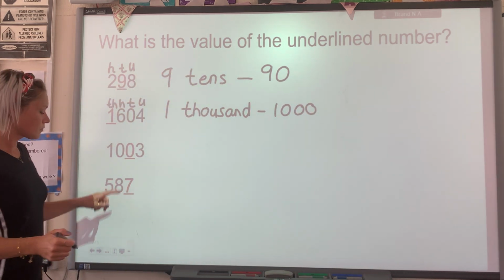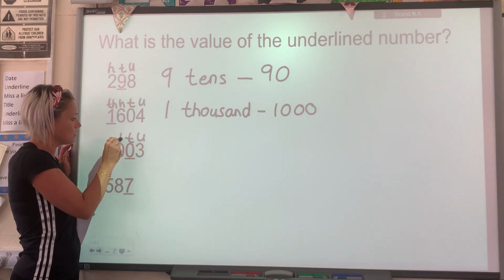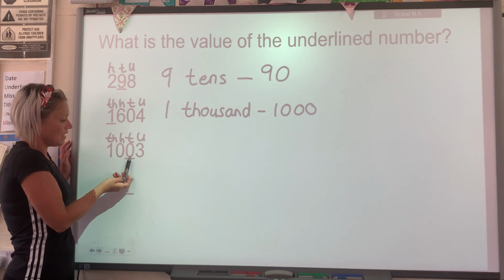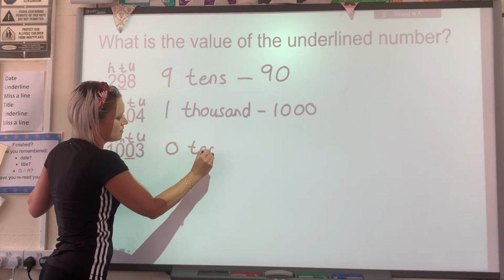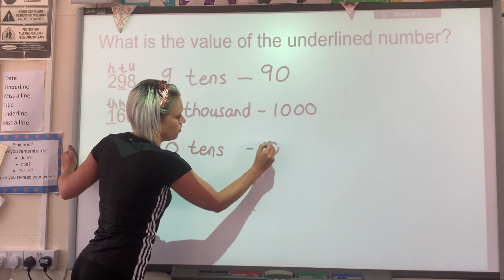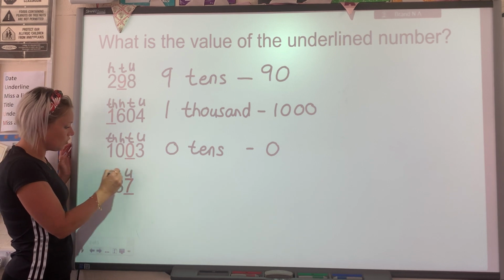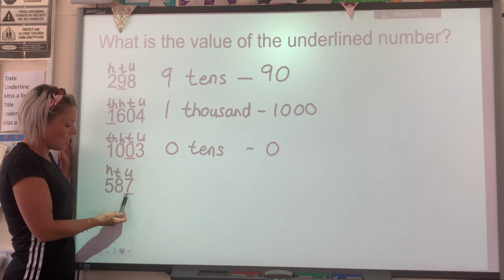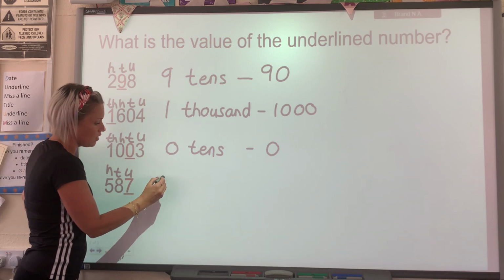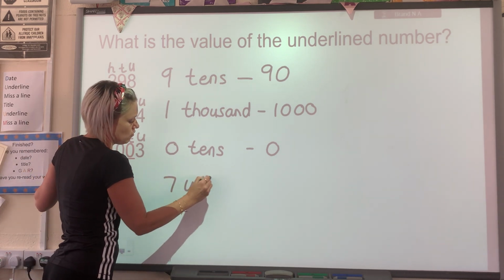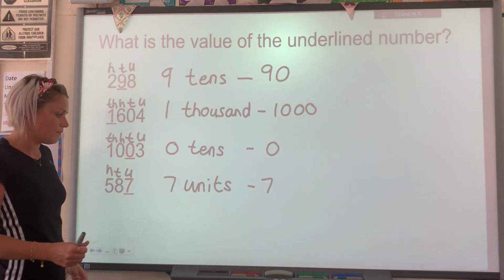Okay, next one. 1,003. So write them on. Units, tens, hundreds, thousands. Now nice and easy this time. We've got 0 tens. So the value would just be 0. And finally, we've got units, tens and hundreds. I need to give the value of the 7. So it's in the units column. So it would simply be 7 units, just 7.